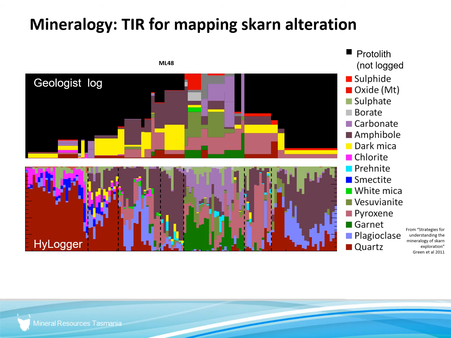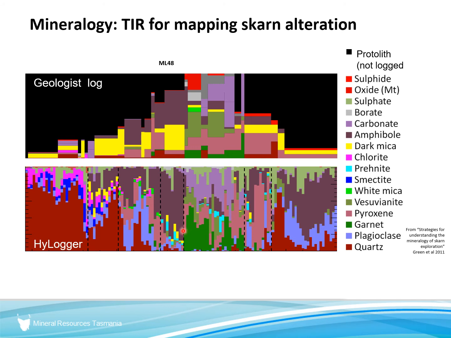Here's some skarn alteration showing a zonation from country rock, which is in the black, and more alteration minerals occurring as we go into the core. Where's our pyroxene? The pinky color. So this is our pyroxene system in the middle of the skarn here, and garnet right in the core, the green color. So the geologist is making estimates of the relative proportions of the minerals here.